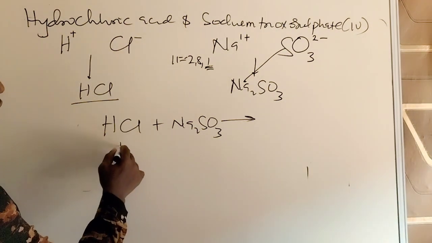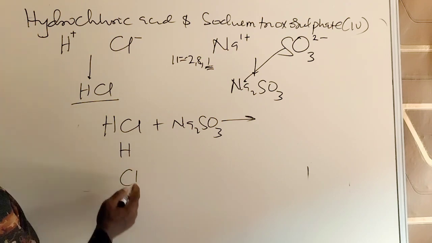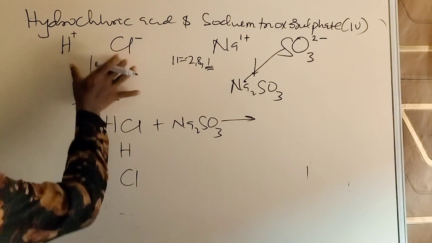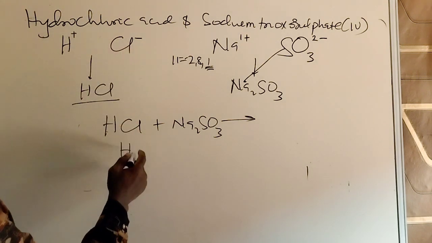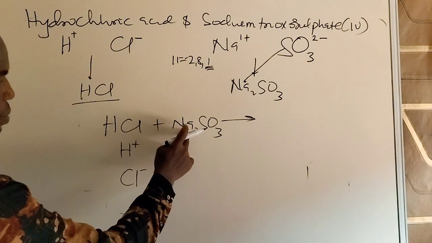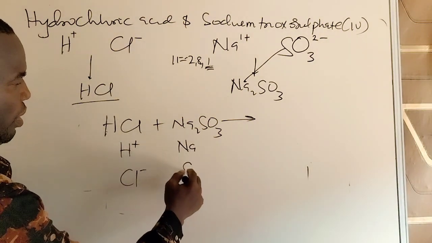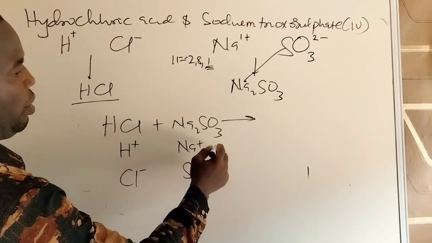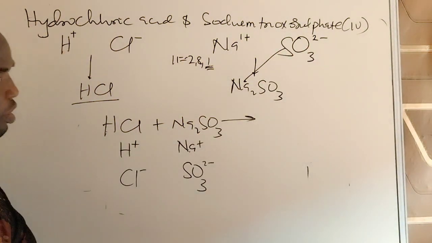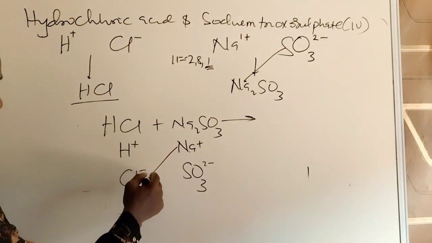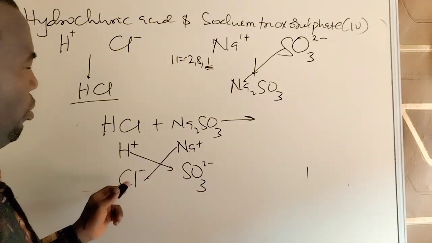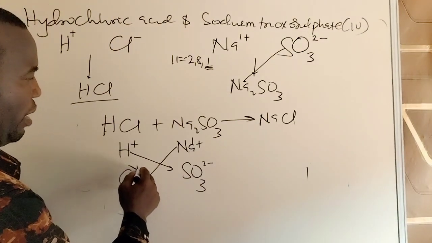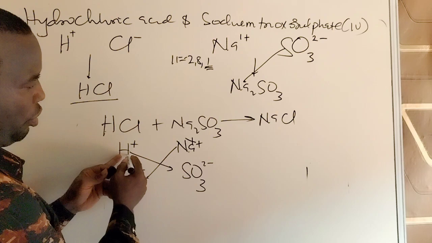Then split this. Have H split from chlorine. Remove the first element and return the valency the way it was before. Plus, minus. Take the first symbol, sodium, then SO3. The valence of sodium is 1, SO3 is 2. Return them to their previous form, then combine unlike charges. When you combine these two, you have NaCl. Nothing is changed because valency is 1, 1, and they cancel each other. So that's the formula.